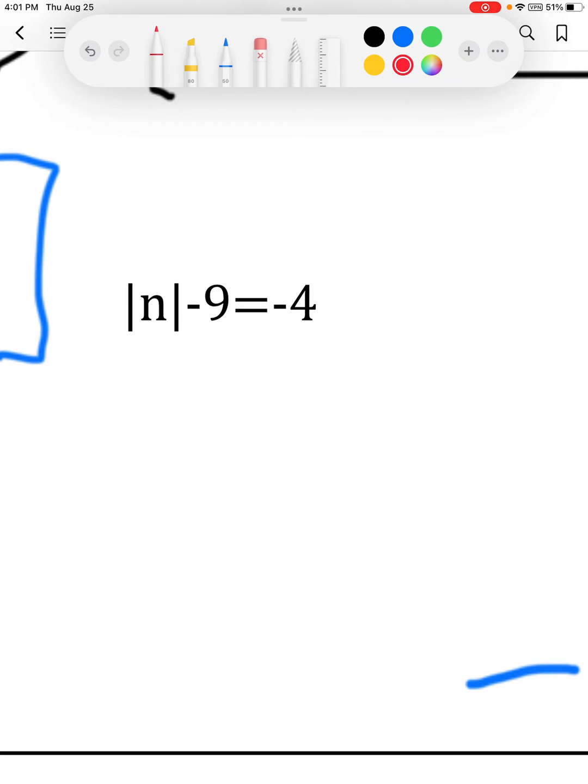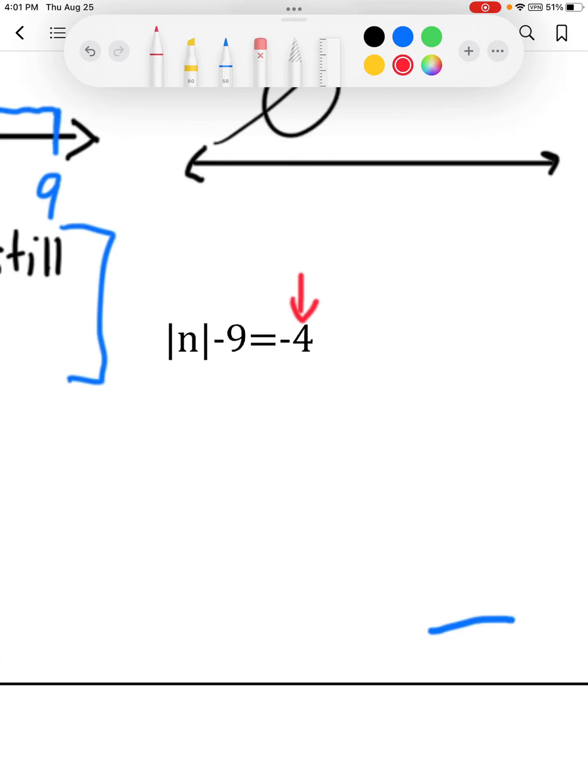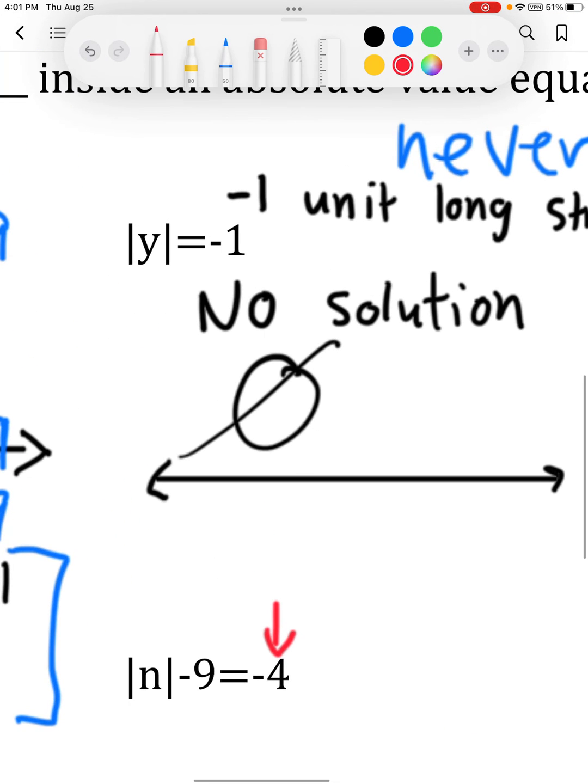Let's keep going. Let's look at the next one. We have the absolute value of n minus 9 is equal to negative 4. Now there's a temptation to look at this and say, oh, we have a negative 4, so then it's going to be a scenario like this one, where if you try to take the absolute value of a negative number, you're never going to get something negative after you take the absolute value of it.